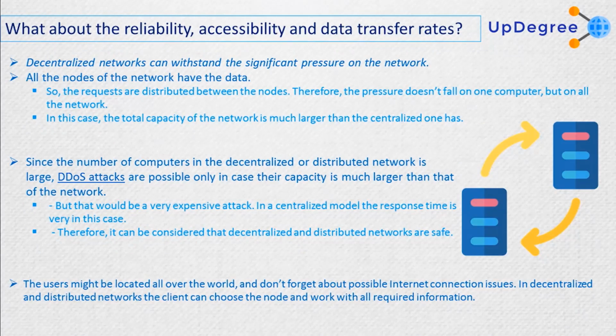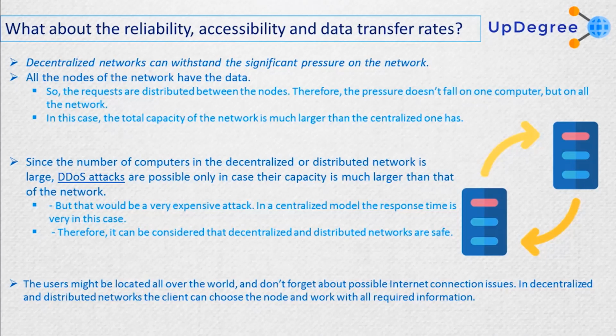Let's understand how. Decentralized networks can withstand significant pressure on the network. The requests are distributed between the nodes, so the pressure doesn't fall on one computer. And the capacity of the network is so large that no centralized party can overwhelm it. The second thing is DDoS, which is a popular cyber attack. If the capacity of the attack is much smaller than that of the network, it's very difficult. That means you need to mount an expensive attack.